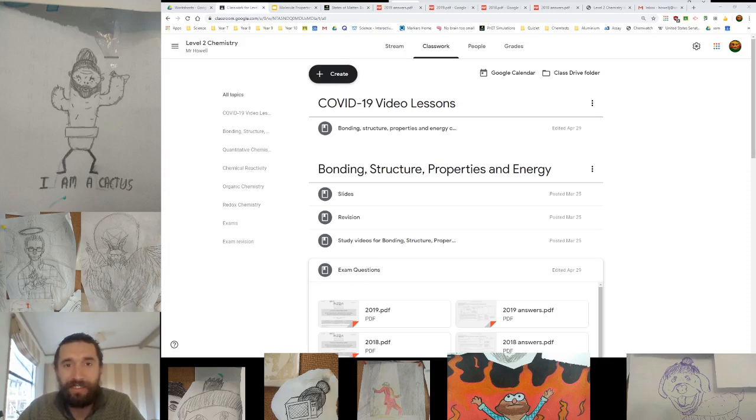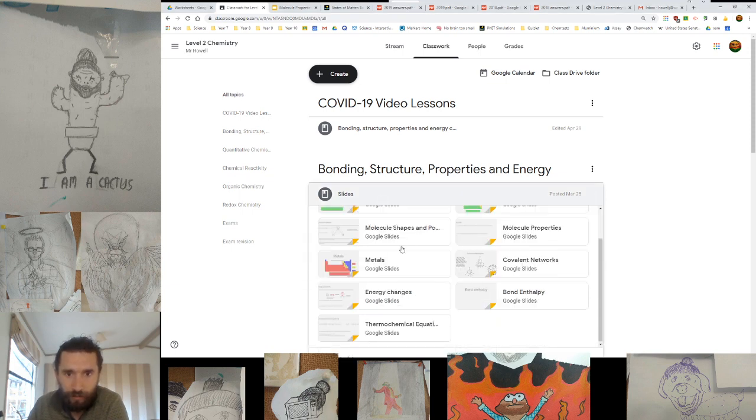I've got another lesson looking at molecules today. What we've been looking at in this topic is called bonding, structure, properties and energy. We've been looking at molecules lately. The bonding in molecules is that sort of covalent bonding where they share electrons. The structure we've been looking at, so the different shapes of it. Today we're going to be looking at some properties. So click on slides and it's called molecular properties. So that's what I'm looking at today.